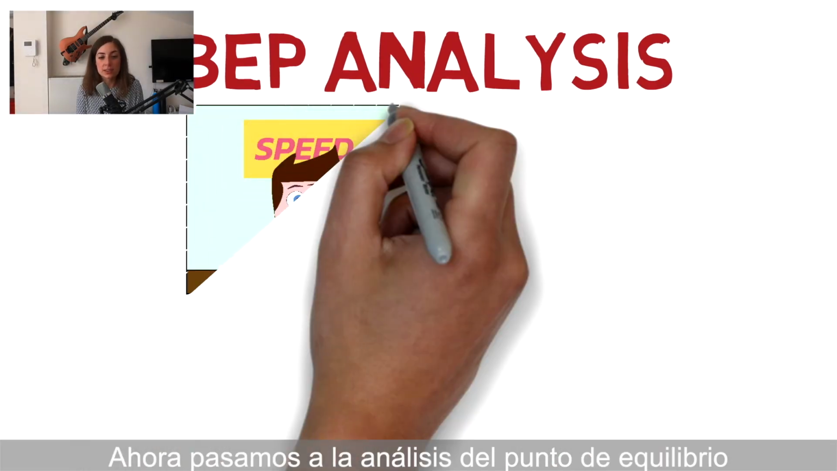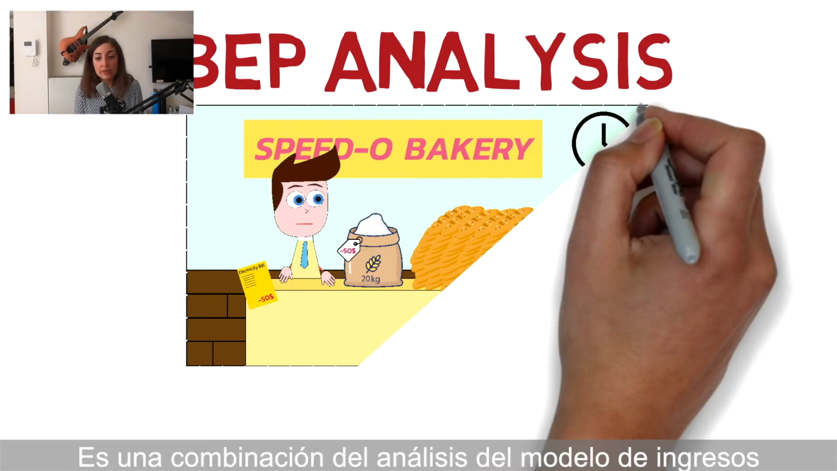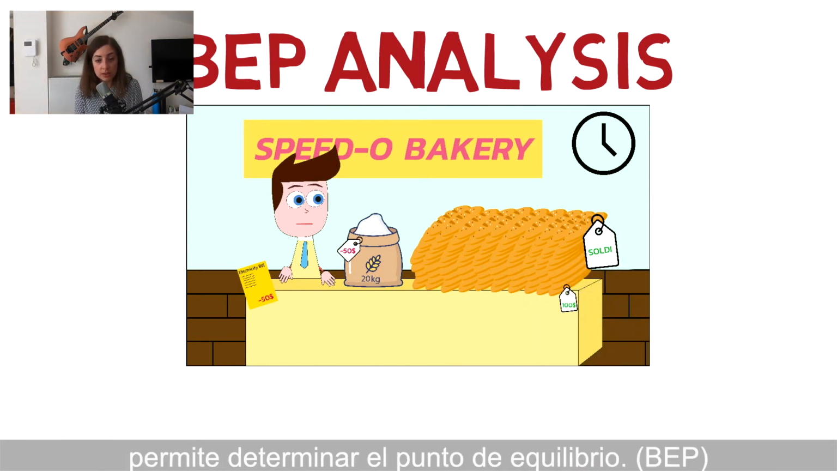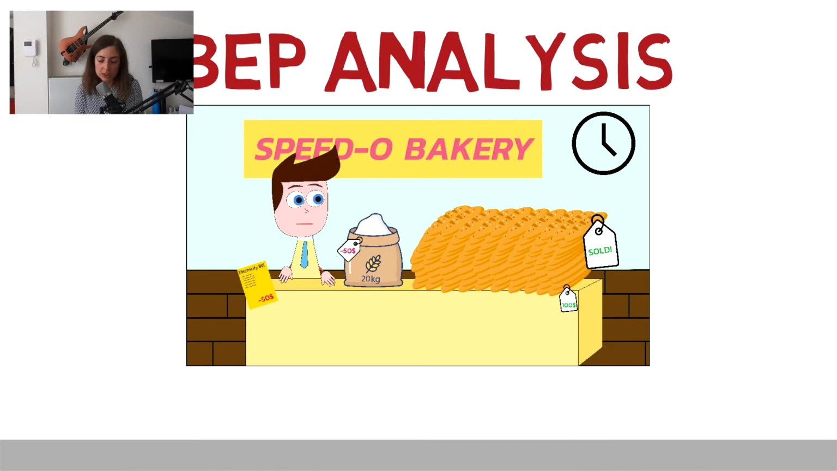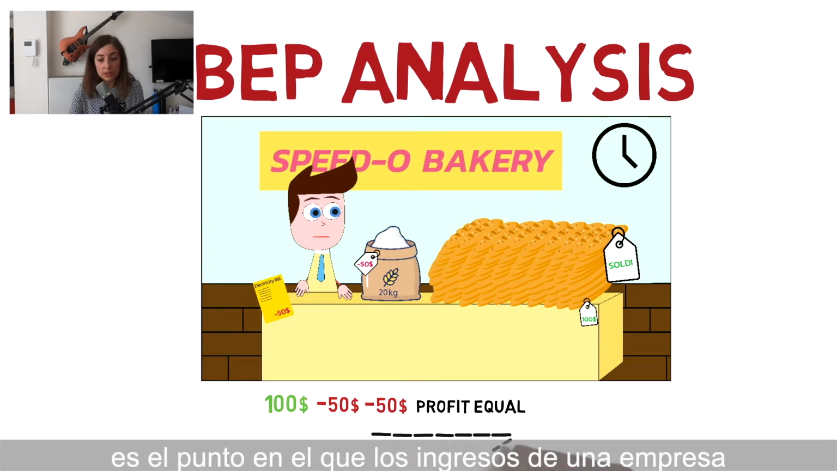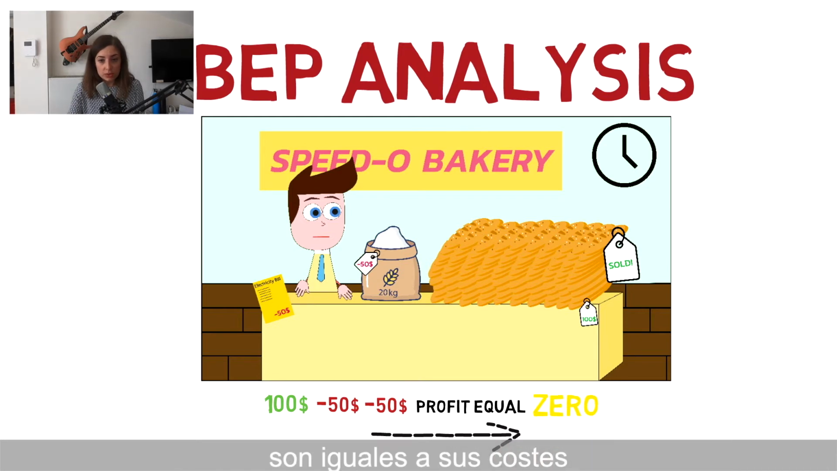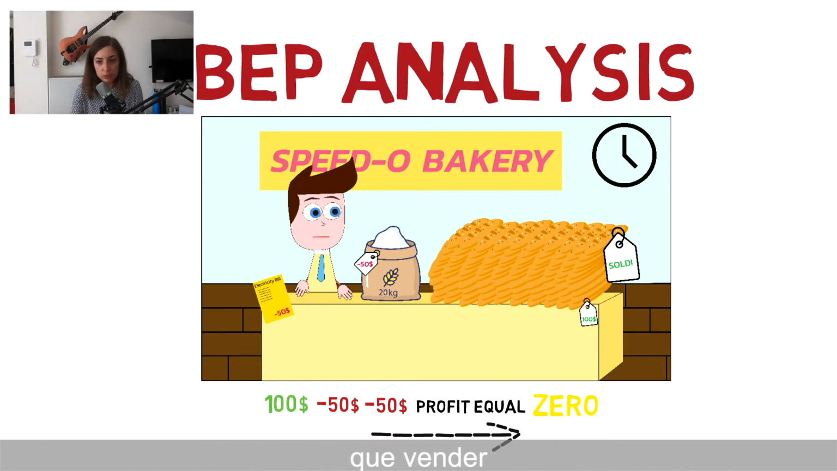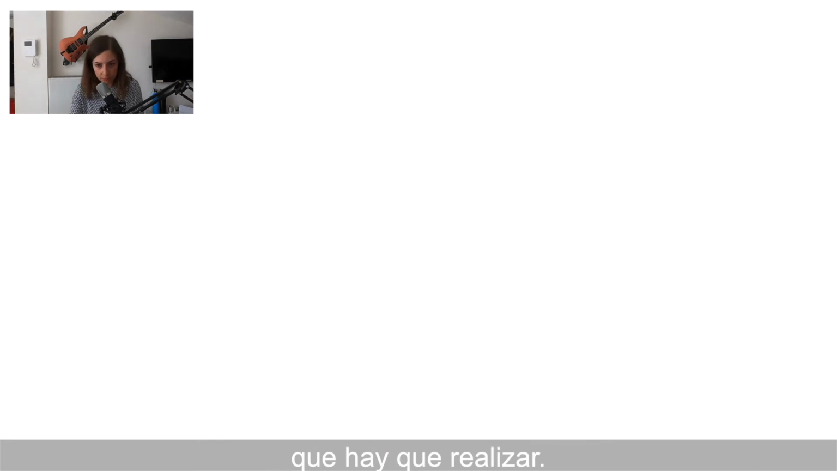The BEP analysis is a combination of the revenue model and the operating cost model that allows us to determine the break-even point. The break-even point is the point where a company's revenues equal its costs. The calculation for the break-even point can be done one of two ways. One is to determine the amount of units that need to be sold, and the second one is to determine the amount of sales that need to happen.